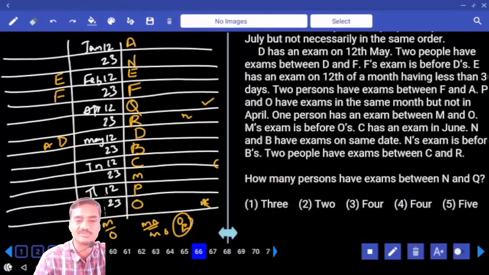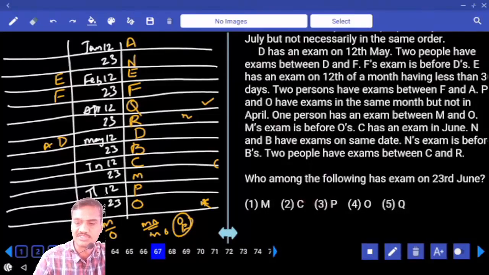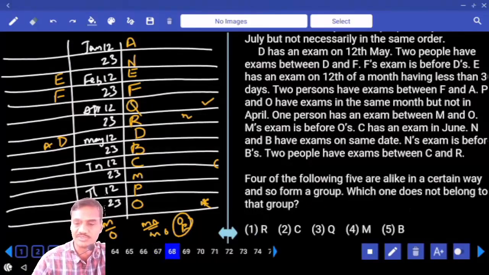How many people have exams between N and Q? Now in between N and Q, there are only 2 people. Choice 2, question number 66. And 67, who among the following has the exam on 23rd June? Now June 23rd, M, choice 1, 67.